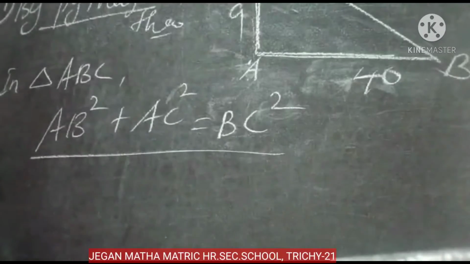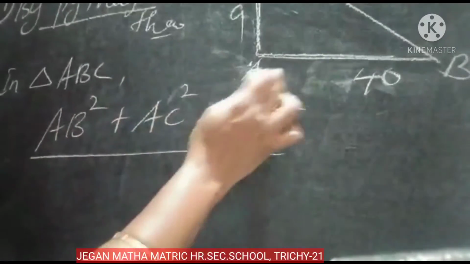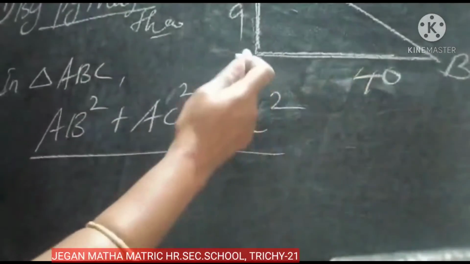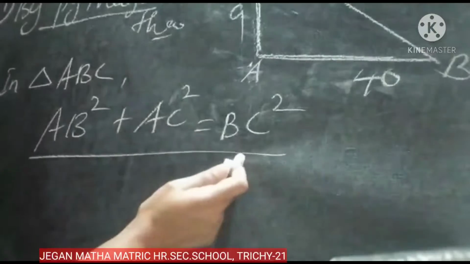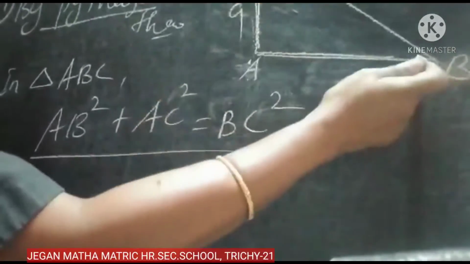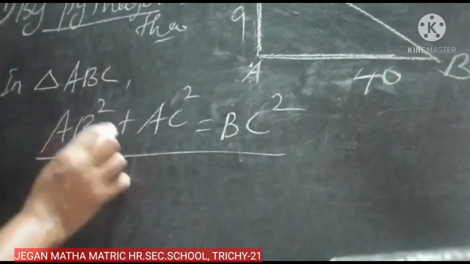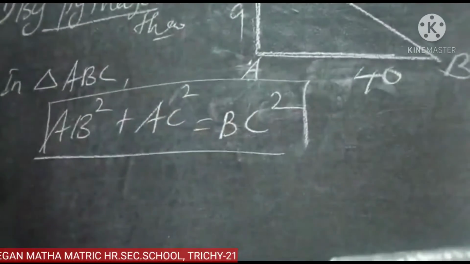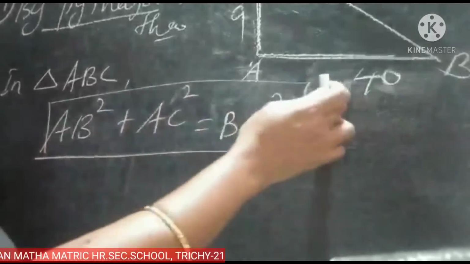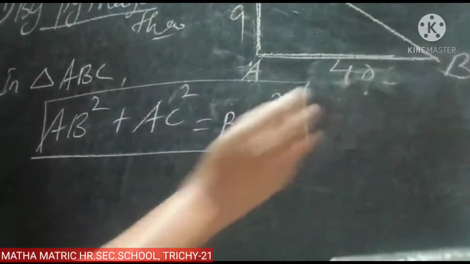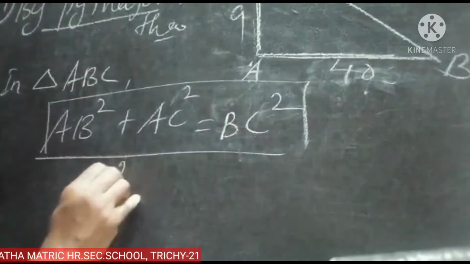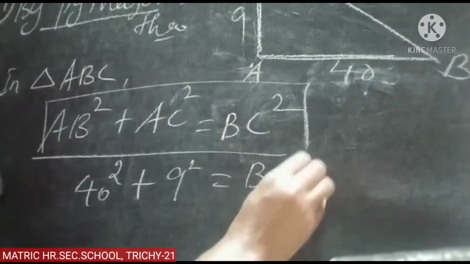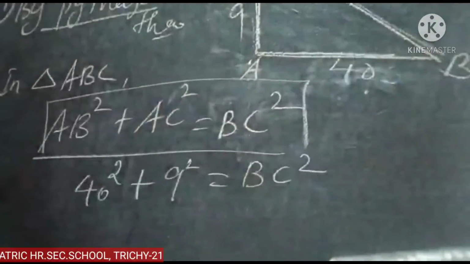Now by using the Pythagoras theorem, first you have to write in triangle ABC. Apply the Pythagoras theorem: AB squared plus AC squared equal to BC squared, where BC is the longest side, the hypotenuse. This is the Pythagoras theorem. You can apply the values here. AB is 40 centimeter, that is given, so 40 squared plus AC 9 squared equal to BC squared. You have to find out this BC value only.